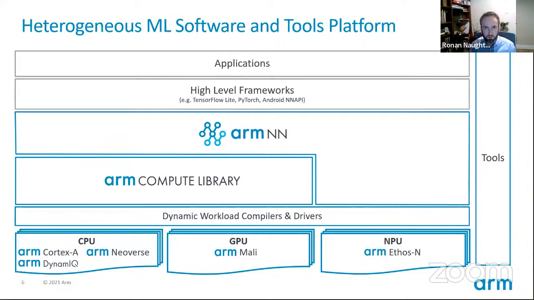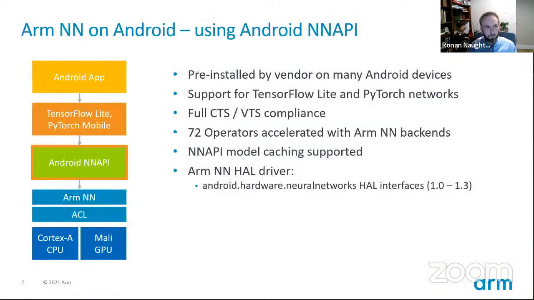I'm going to show you two more stacks now, which will then lead up to our demo. The first one is ArmNN on Android using Android NNAPI. On the left-hand side here, I've illustrated the stack. You've got your Android app, and then you have your TFLite or PyTorch mobile runtime. And underneath that, you've got Android NNAPI. Now, I think of Android NNAPI as kind of the umbrella layer that interfaces into all underlying IP, whether it's ARM-based or even if it's from other vendors, right?